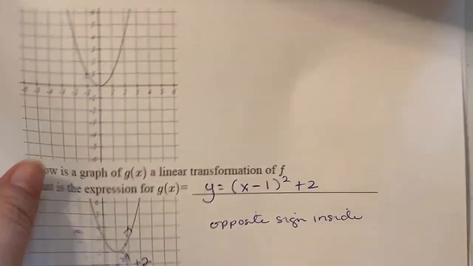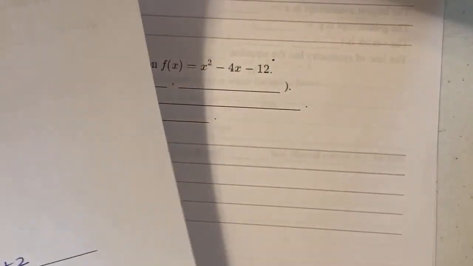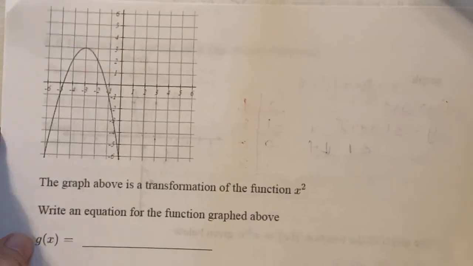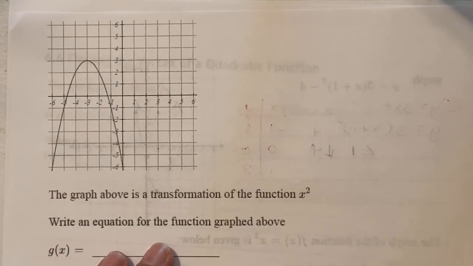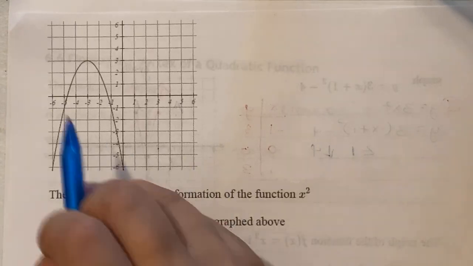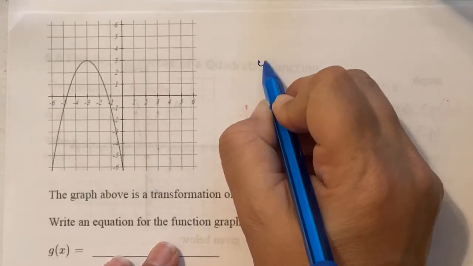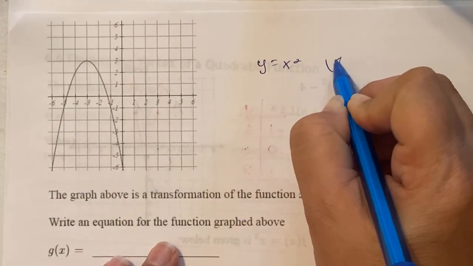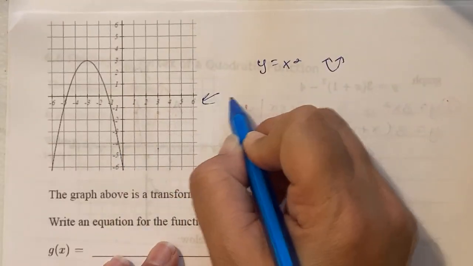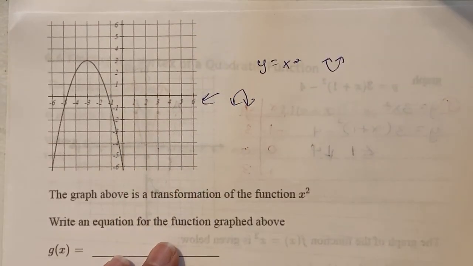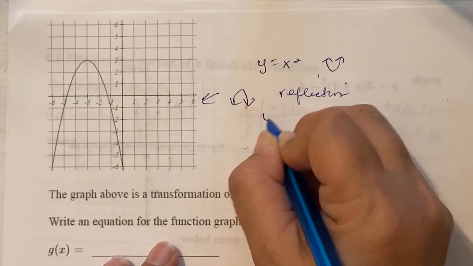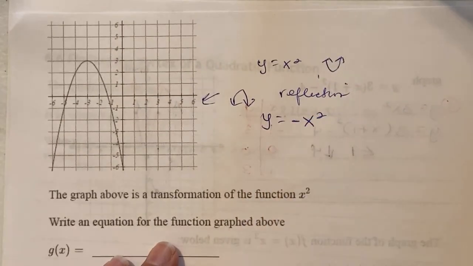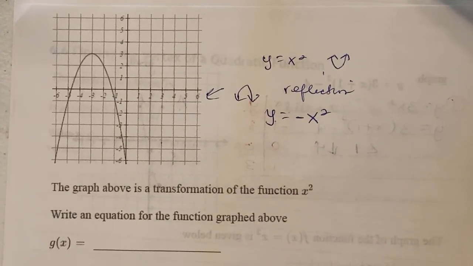Next example. In this one, they gave us a transformation of the function f of x squared. The first thing I noticed about it: when it's y equal to x squared, that is a parabola opening up. But this one is a parabola opening down. So the first thing, this is going to be a reflection, which means y equals negative x squared is our parent function in this instance.